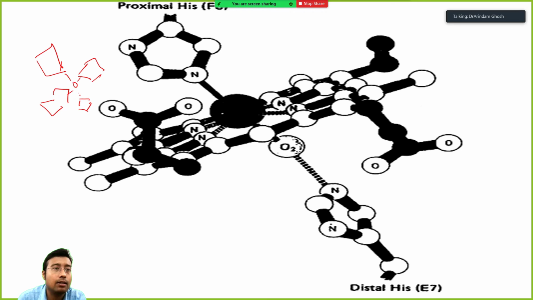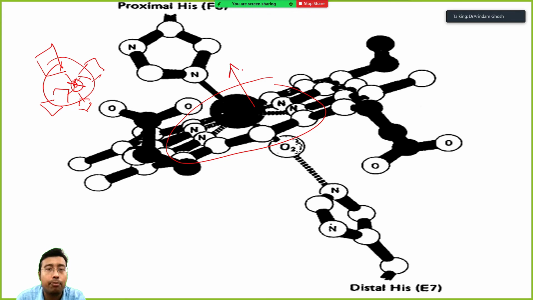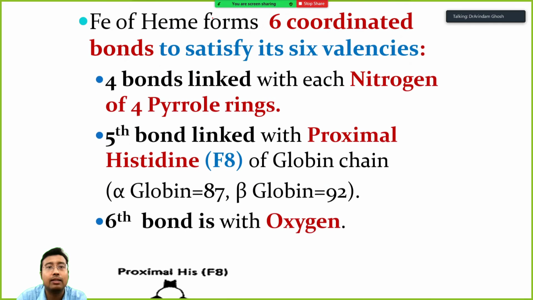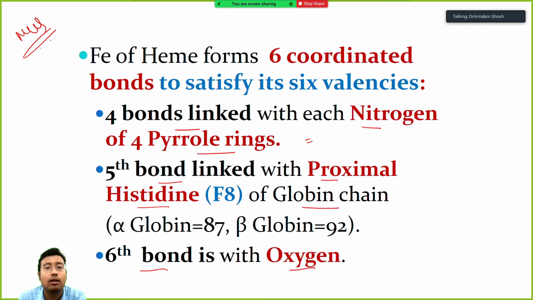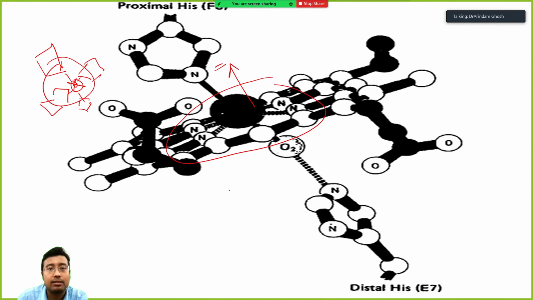And in the center there will be iron. So this whole thing is this. Now we are showing the up and down, something which is going into and out of the plane of the board. On the top, it is connected to a histidine molecule known as proximal histidine. Proximal histidine is also labeled as F8, and the 6th valency is connected to the oxygen that is below.